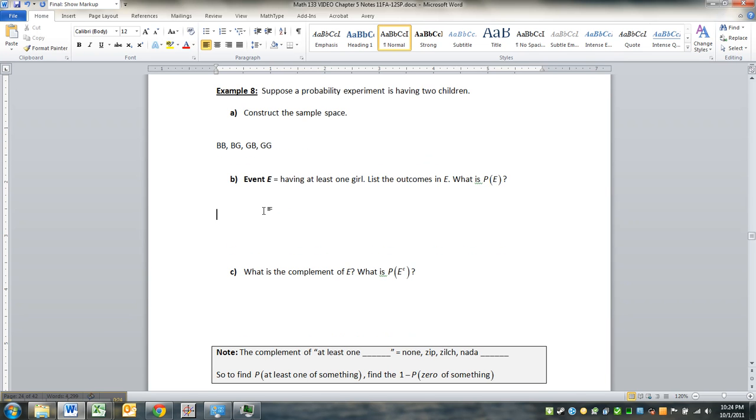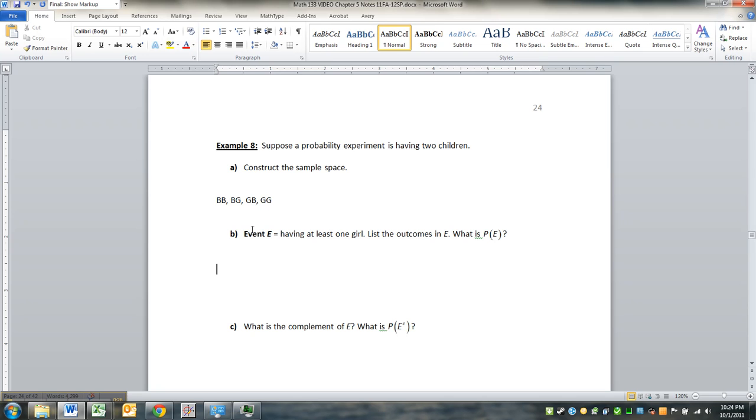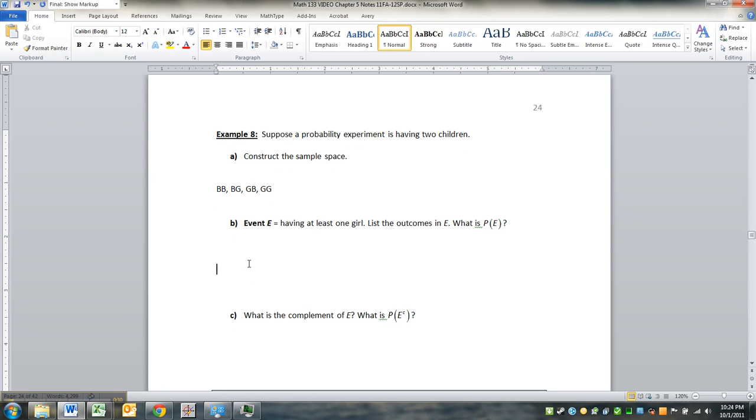And students always want to know, is there an order? Well, of course there's an order. You don't have children at the same time. Even if you're having twins, they're not born at the same time. So there's automatically a difference between boy-girl and girl-boy. Just keep that in mind.